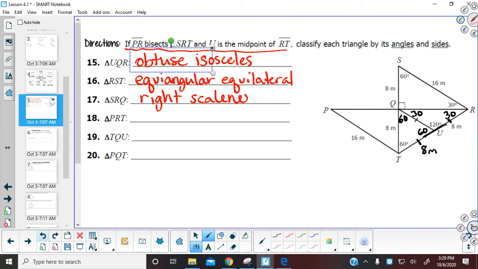Okay, if we look at PRT, we have an obtuse angle at the bottom, and then we also have two sides that are the same because the left side is 16 meters. These two together will also give you 16 meters. So we have an obtuse angle, and we have two sides that are the same, so it's obtuse isosceles. So take a minute, go ahead and do number 19 as well as 20.